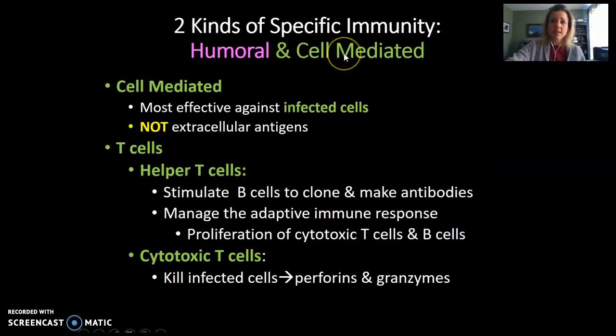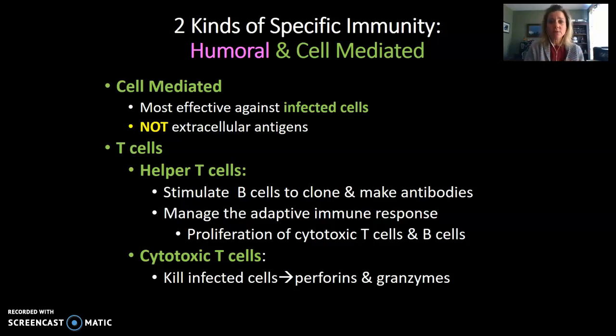So cell-mediated immunity is happening both during the primary response and during the secondary response. And cell-mediated immunity is most effective against infected self cells, cells of our own tissues that have been infected by these antigens. Our T cells are not going to be effective against free antigens. So remember, antibodies are going to work against free antigens, not our T cells. They're going to work against antigens that have already infected our self cells.